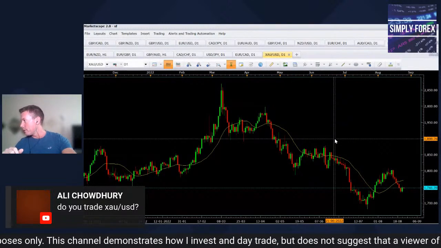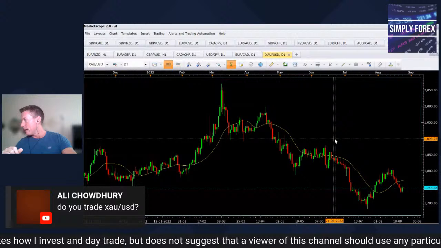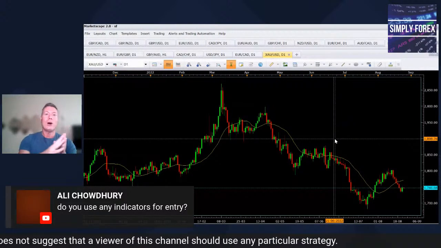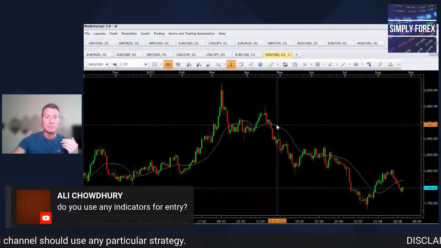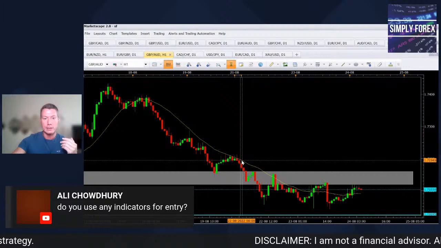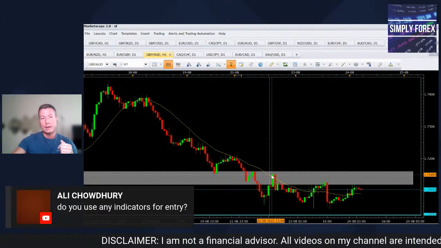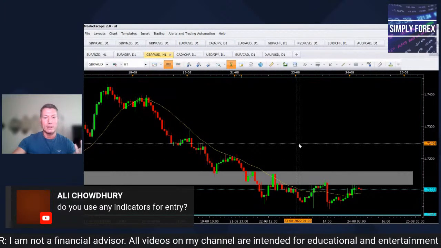Okay, so look at a couple of other questions. Got another question from Ali. Do you use any indicators for entry? I don't use any indicators, guys, apart from this moving average 20. So let's go back to one of these. As you can see here, this yellow line here is the moving average 20. That's the only thing I look at, guys.